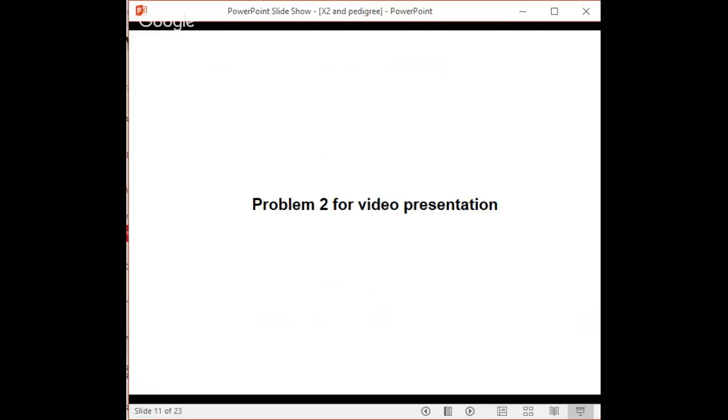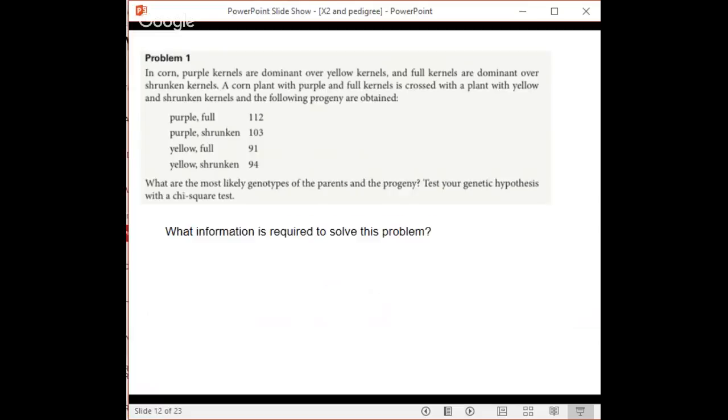So let's apply that overview to an actual problem. We're told that purple kernels are dominant over yellow kernels and full kernels are dominant over shrunken kernels. We crossed a corn plant with purple and full kernels, and then another one with yellow and shrunken kernels, and then we obtained these progenies. We need the likely genotypes of the parents and the progeny, and then we have to test our hypothesis with the chi-square test.